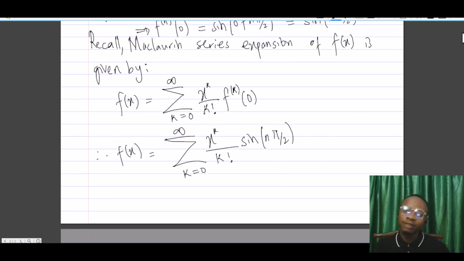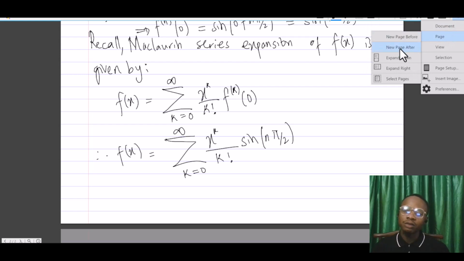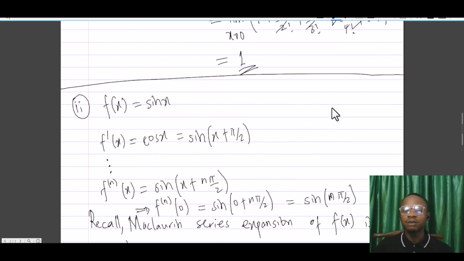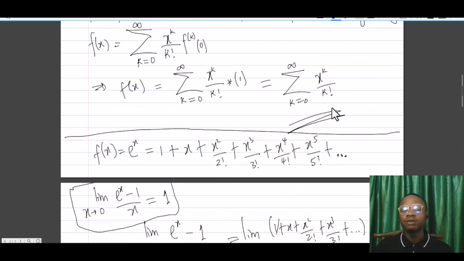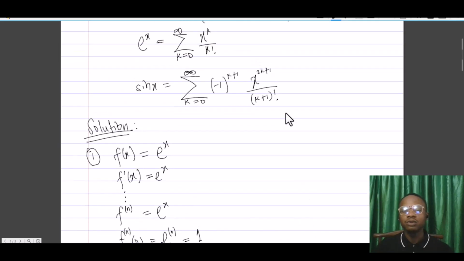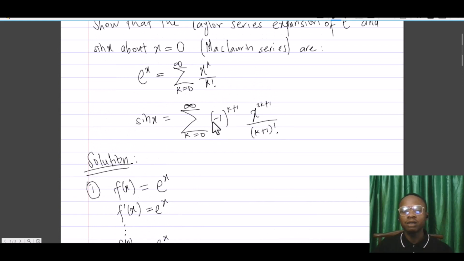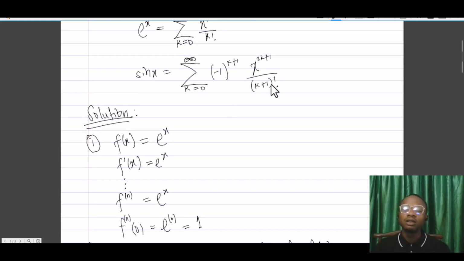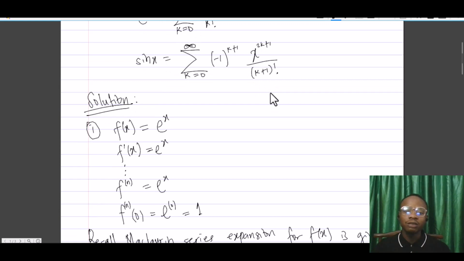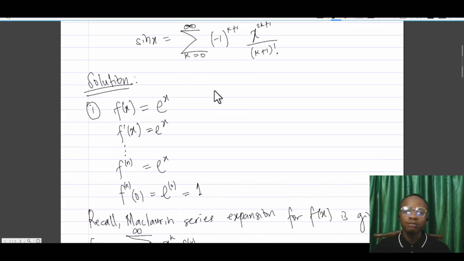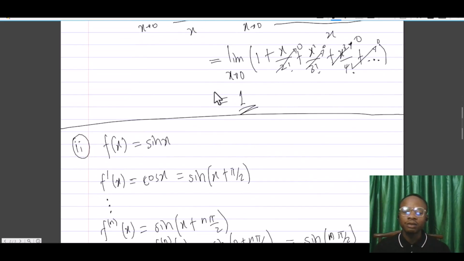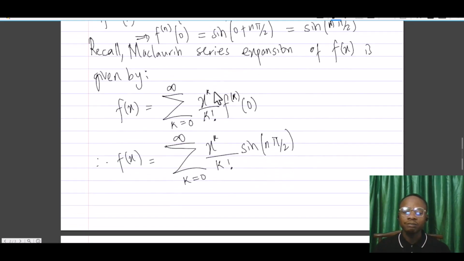But now we can see that this is not what we were given. So let's see if we can work towards the expression we were given. We were asked to show that this will be equal to negative 1 to the power of k plus 1, then x to the power of 2k plus 1, divided by k plus 1 factorial. So this is the expression we have right there. Let's see how we establish this from all of the things we have here.